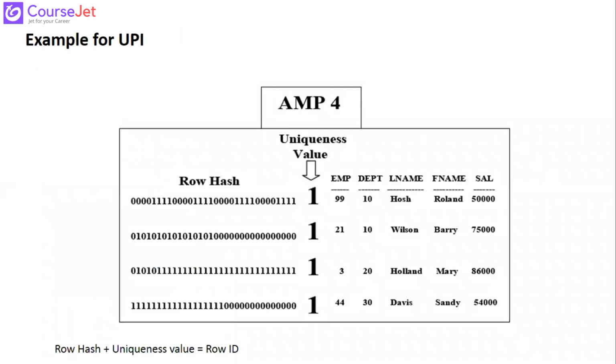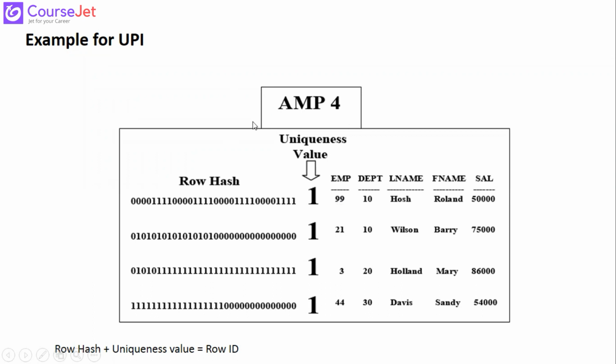So let's start with unique primary index. Whenever a unique primary index is defined on the table and you enter unique values, for this example we have the UPI on the employee number. If you see the first column, it's employee number and it's unique. So whenever we hash the value, this is an example shown in a single AMP, AMP4, that we have taken as an example.